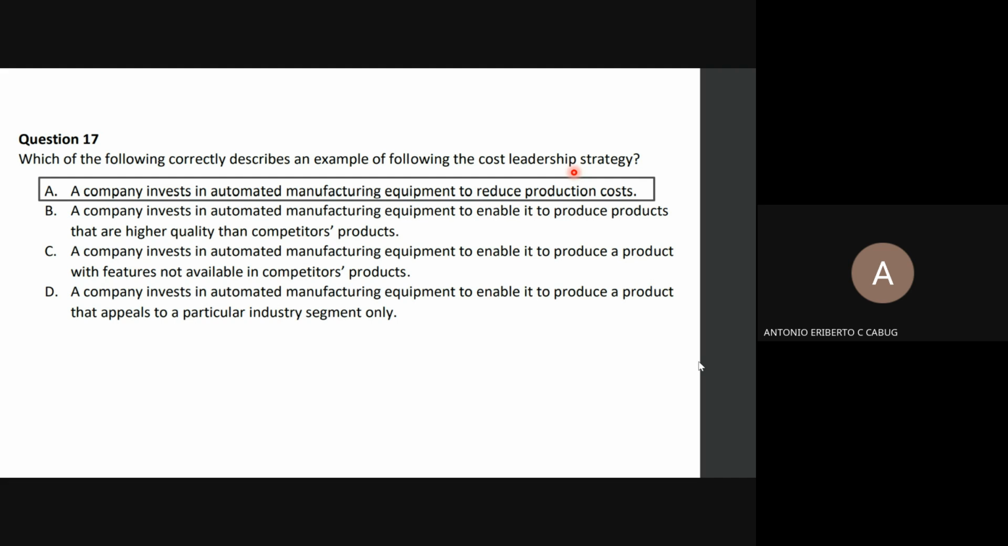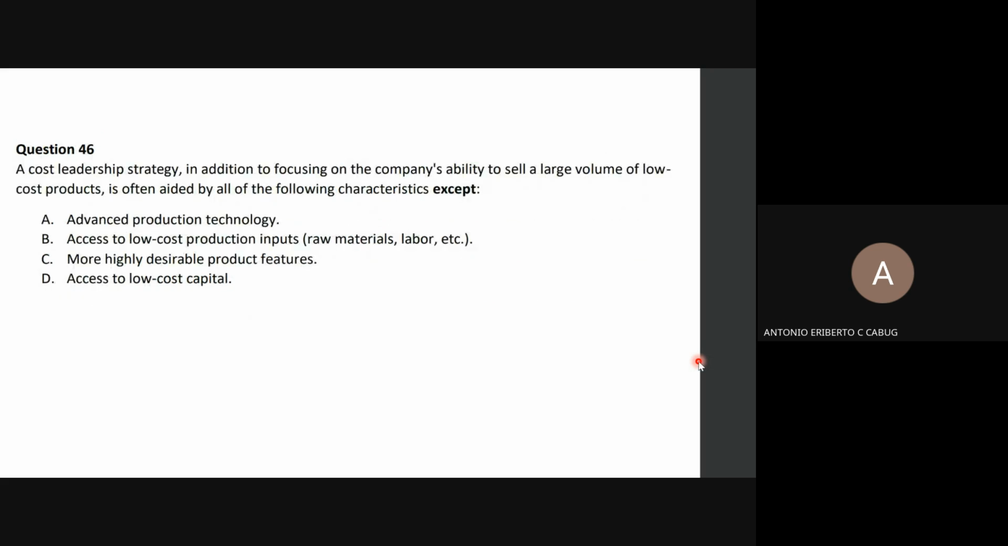Okay, the answer here is letter A. A company invests in manufacturing equipment to reduce the production cost. What about this one?